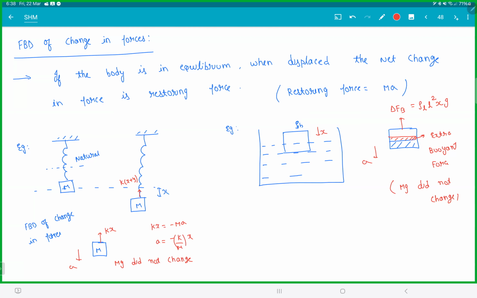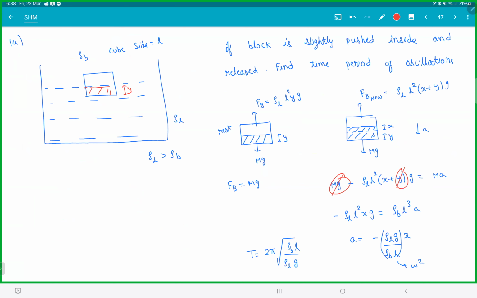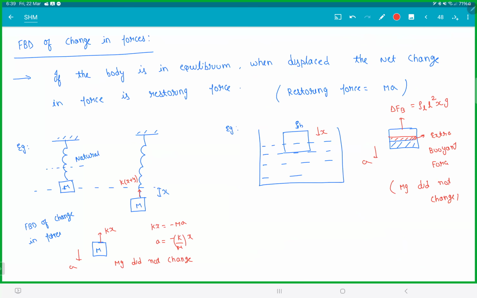So think of it like this. The reason we are not writing mg is that the mg and this term will always cancel. That is what is actually happening when we take restoring forces. And now you'll get it, delta FB is equal to minus ma. Rho liquid L square xg is equal to minus rho b L cube A, minus rho liquid L by... same answer. Clear, Aditya? This is what you're saying. Yeah.